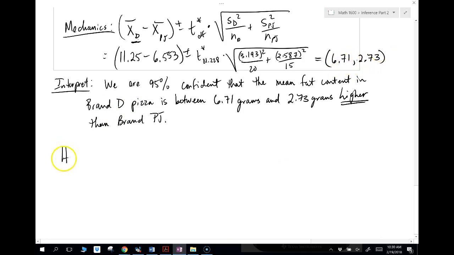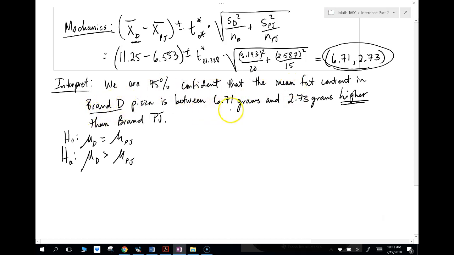So if I was looking at an alternative hypothesis of whether mu of D was not equal to mu of PJ, or a null hypothesis that they were equal. Okay, actually, let me say this is greater than, right? Since our interval is always greater than, and we're 95% confident that brand D is between 6.7 and 2.73 grams higher on average than PJ, that would be enough evidence to support the alternative hypothesis.